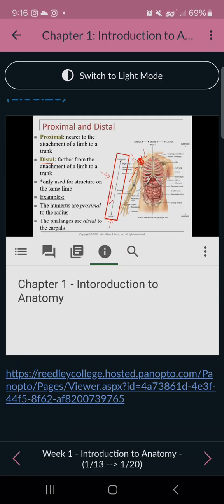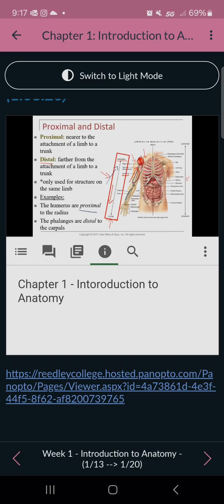I cannot use this structure when I'm talking about, let's say, the humerus here and then the ulna on this side. It has to be on the same limb. So let's look at some examples. For example, here is the humerus, this is the bone, and this is the radius. So the humerus is proximal to the radius, because it's located closer to the point of attachment.